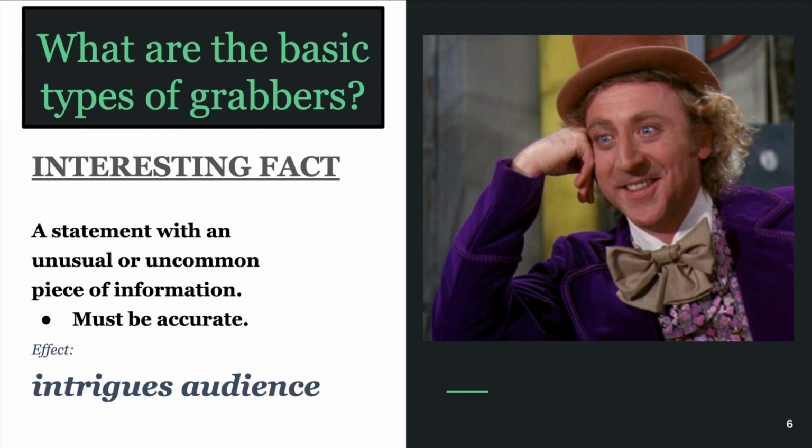Our second type of basic grabber is an interesting fact. So an interesting fact is basically a statement with an unusual or uncommon piece of information. And it has to be accurate. The point of an interesting fact is to basically intrigue your audience and make them go, that's interesting. I think I want to listen more. So maybe Willy Wonka is interested in the topic.